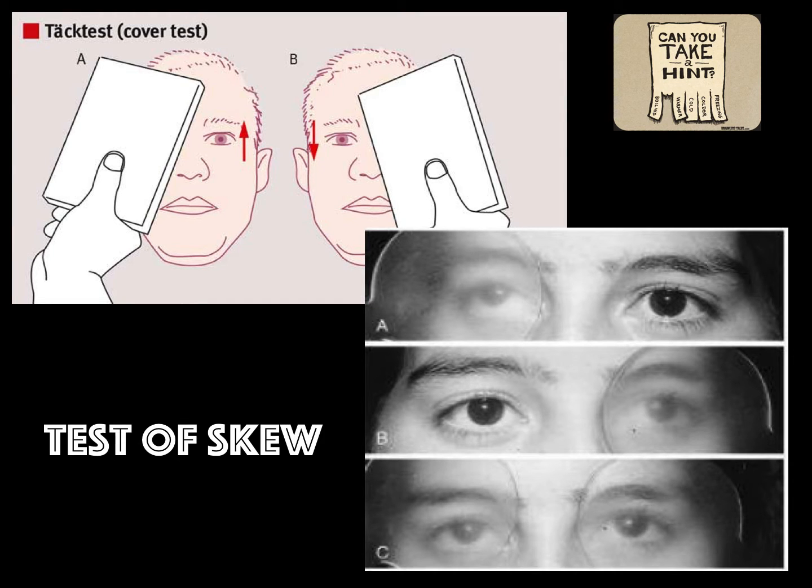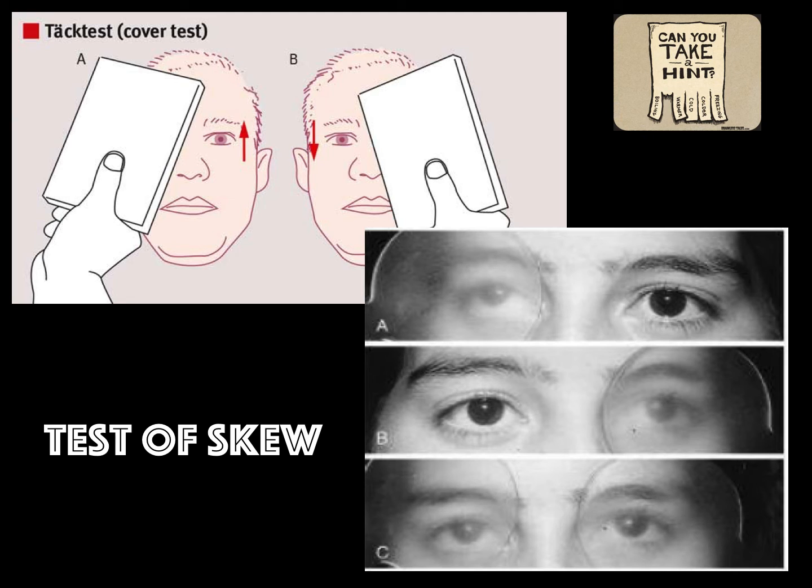The last test is the test of skew, and when we talk about skew, what we're talking about is skew of the eyes when you lose visual input. So much like in the Romberg, where you have a patient close their eyes and they fall down because they lose the visual input that they were using to keep their balance. What you're doing with the test of skew is removing the visual input that allows them to keep their eyes fixated.